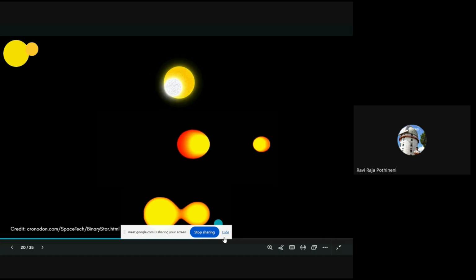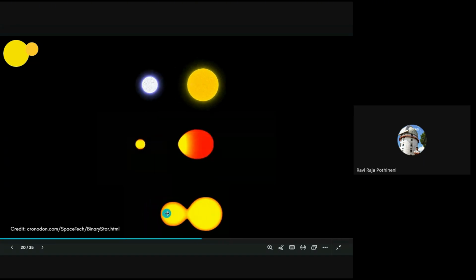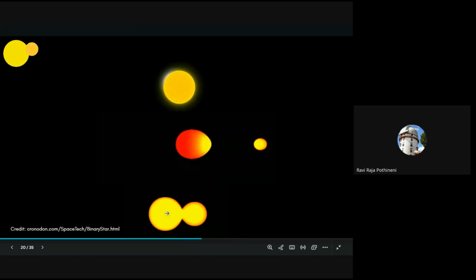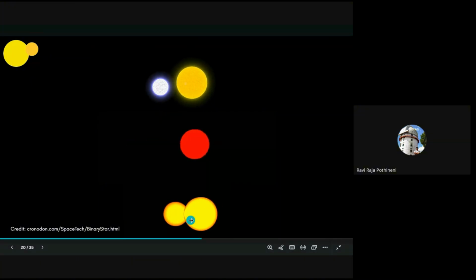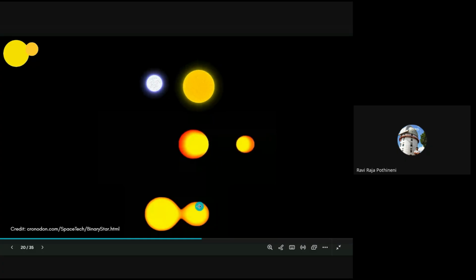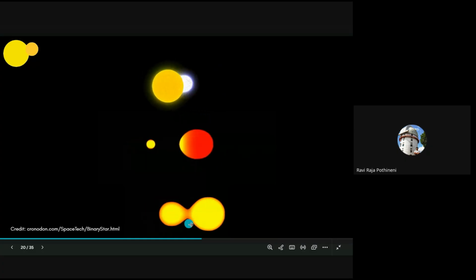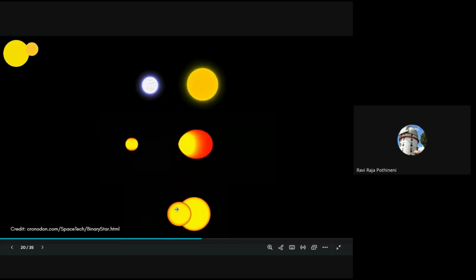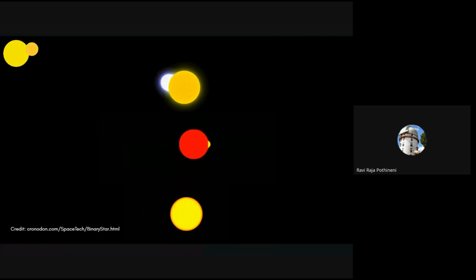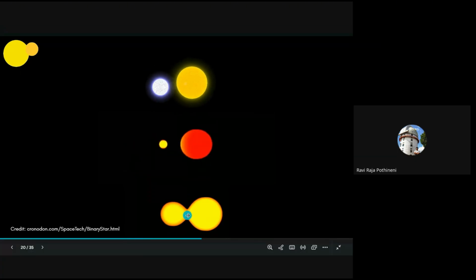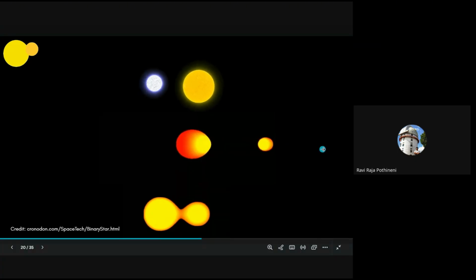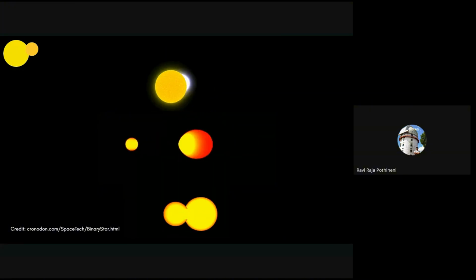Now, the third one is called a contact binary system. In the contact binary system, you can clearly see that there are two stars and there is a common envelope around them. So they are physically in contact with one another through a common envelope around them. Based on what type of eclipsing binary it is, its light curve changes.